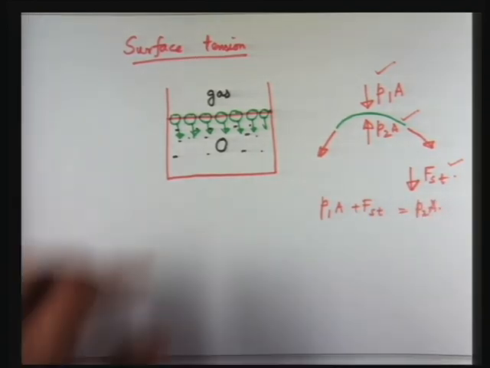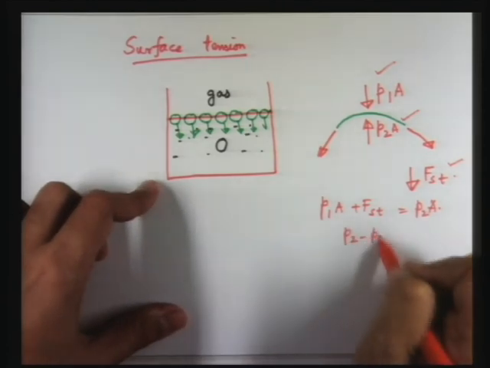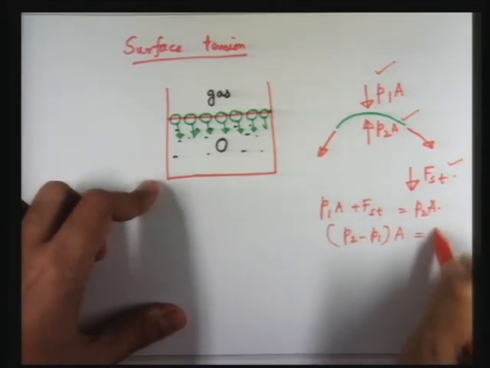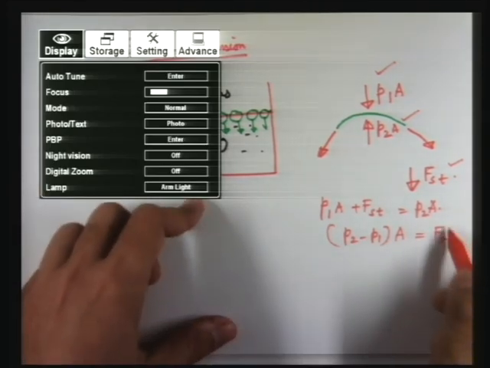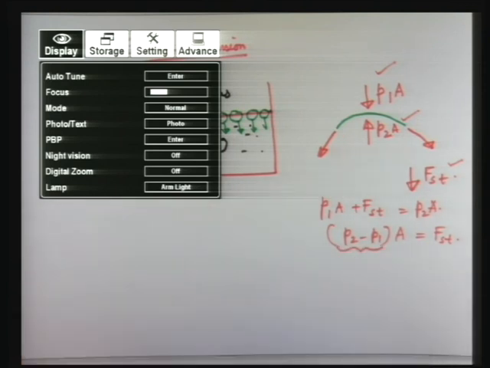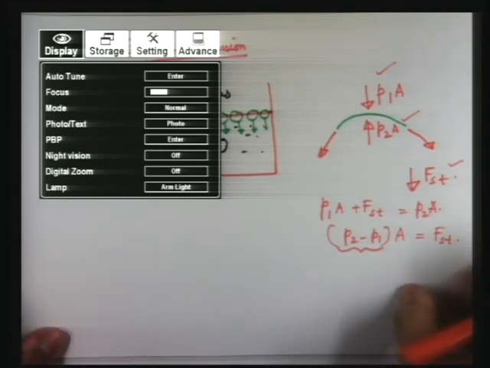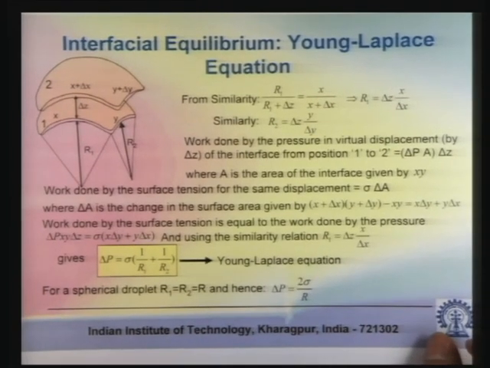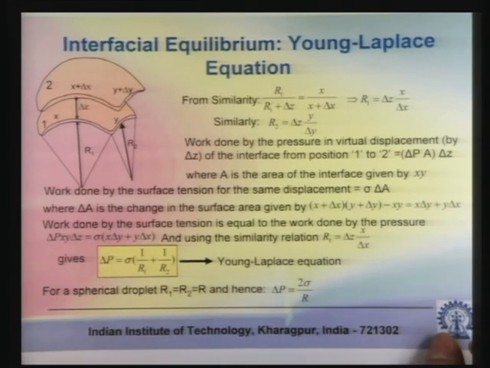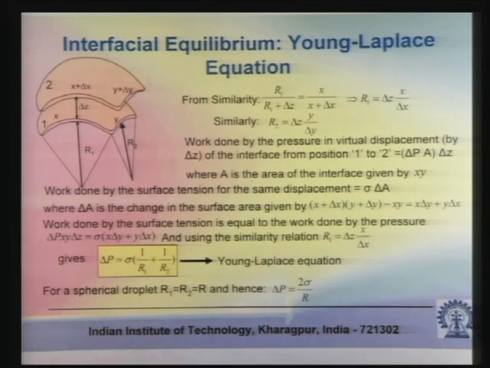So you can clearly see that (P2 minus P1) into A is balanced by the force due to surface tension. So because of the surface tension, you have a pressure difference across the two sides of an interface. And in the next slide, I will try to briefly show you a derivation on how to calculate this pressure difference in terms of the surface tension. So let us try to follow this slide.